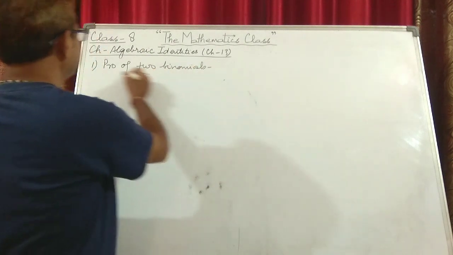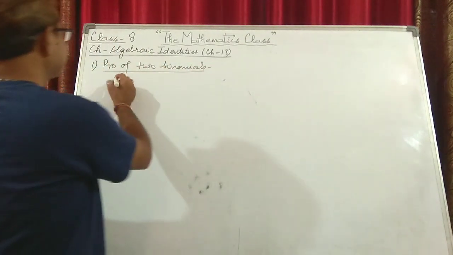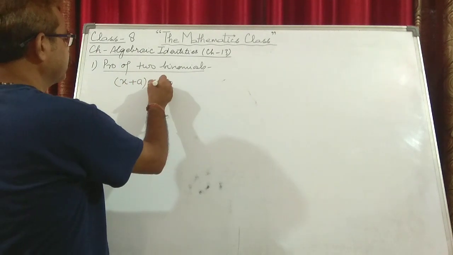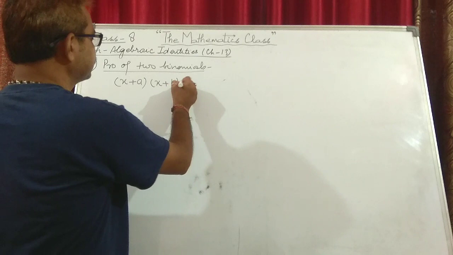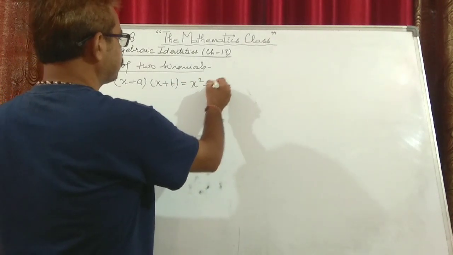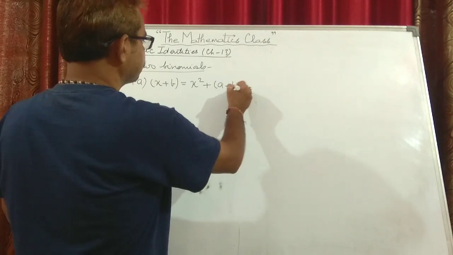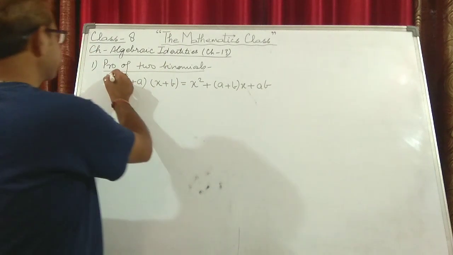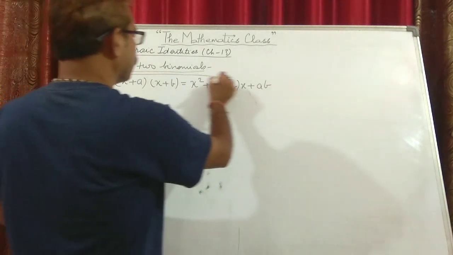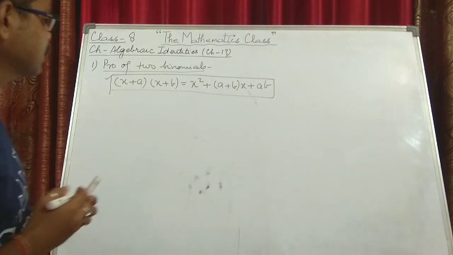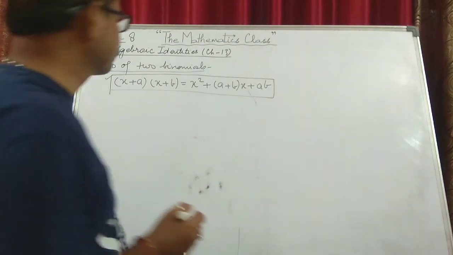Binomial, you understand, contains two terms. Let's say (x + a)(x + b). This is always equal to x² + (a + b)x + ab, irrespective of the values of x. This is one identity. You need to memorize this, and we will solve the questions based on this.